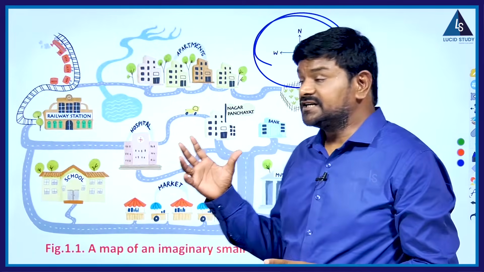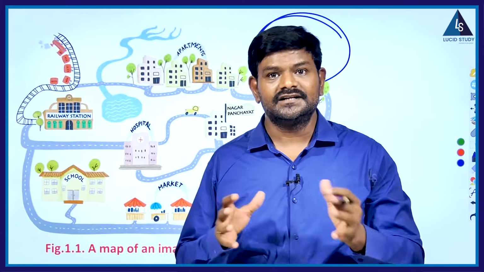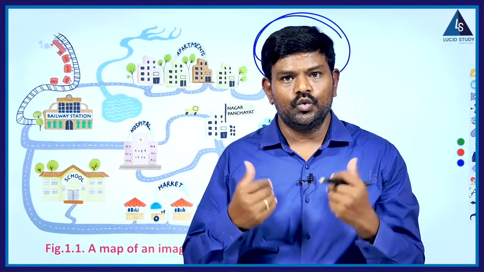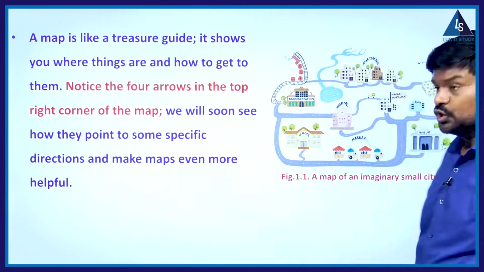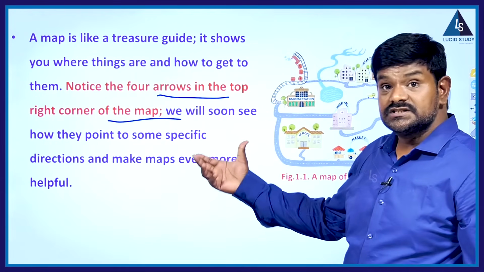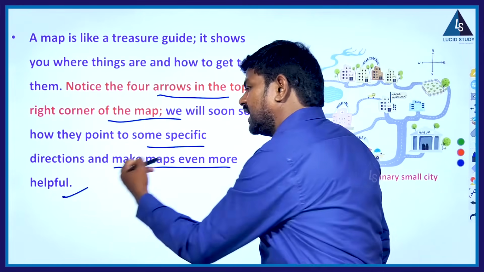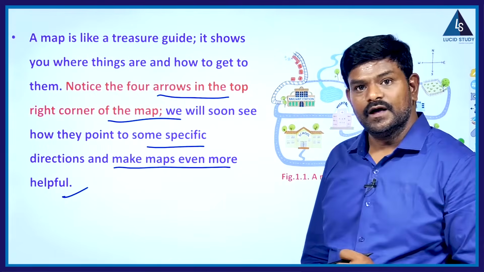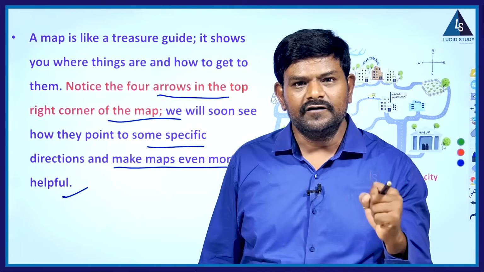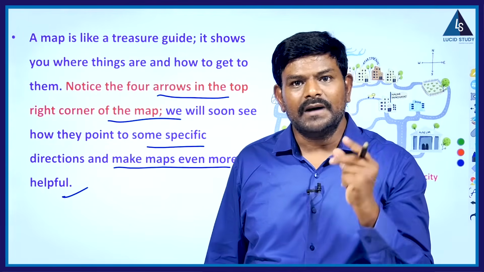Now let us clearly understand what these 4 arrows are and what the directions are. Along with these directions, are there any other sub directions which help us understand and locate places very easily? Here you have noticed the 4 arrows in the top right corner of the map. Now we will soon see how they point to specific directions and make maps even more helpful. After seeing the 4 arrows, you will definitely understand their importance and how to make use of them to read maps very easily.